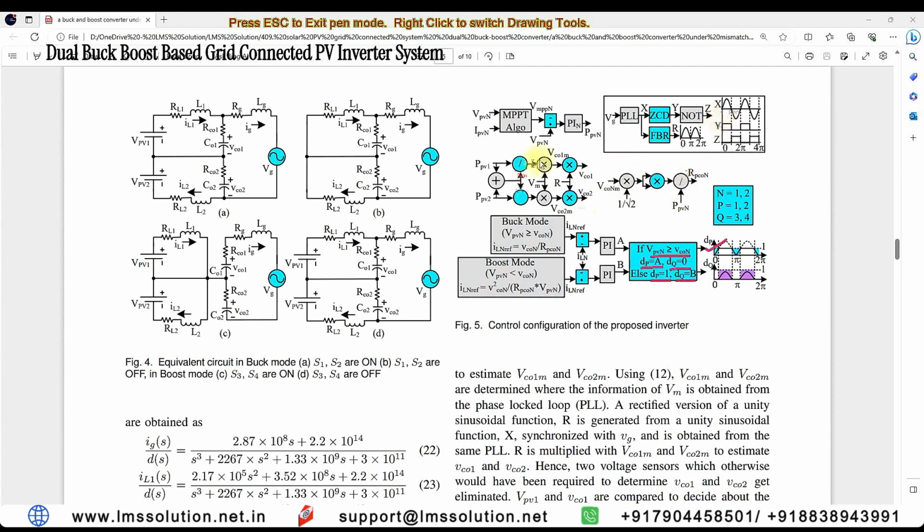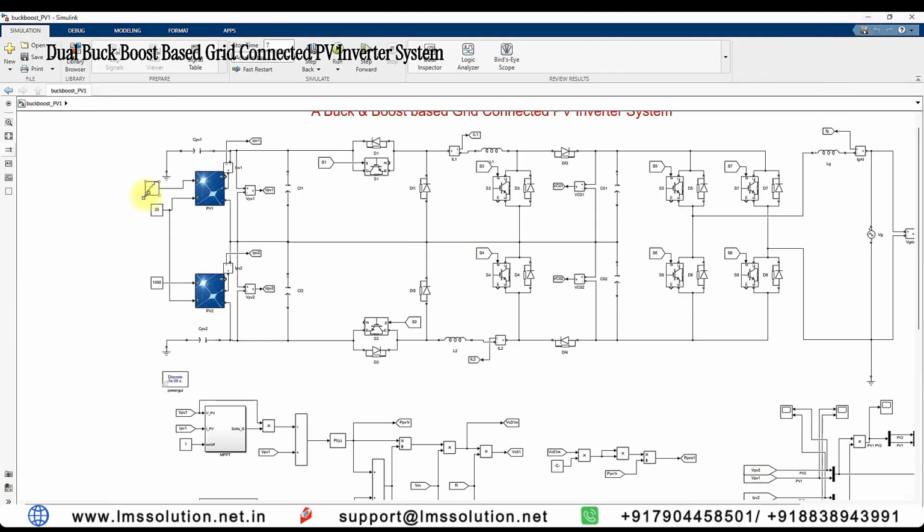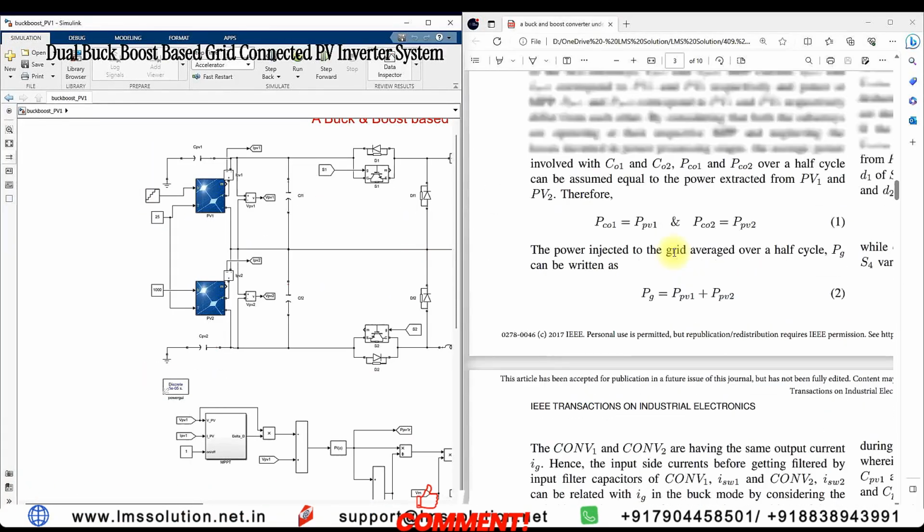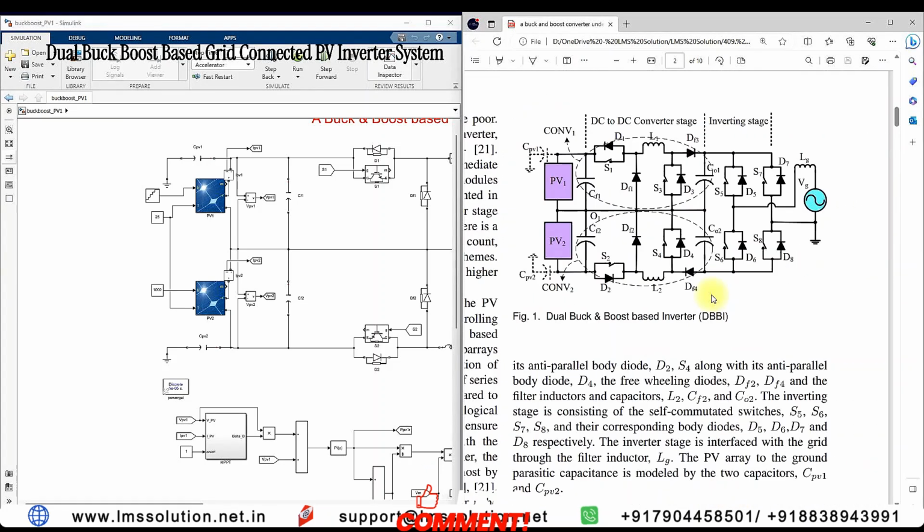This control logic is implemented in this paper. The same logic you are going to implement in the simulation model also. Here you will see the simulation circuit diagram. You can compare this one.